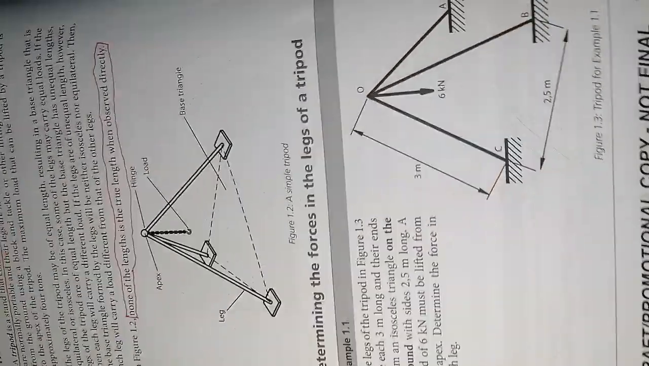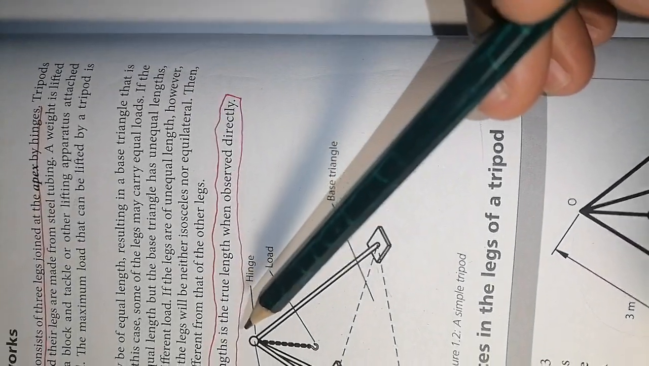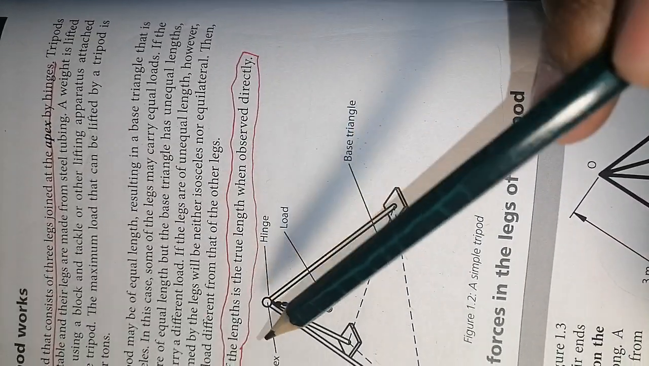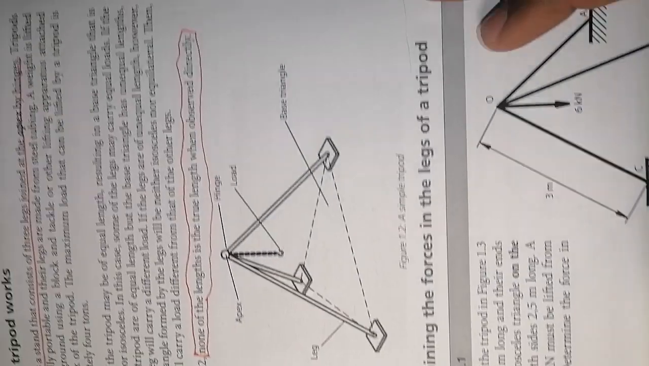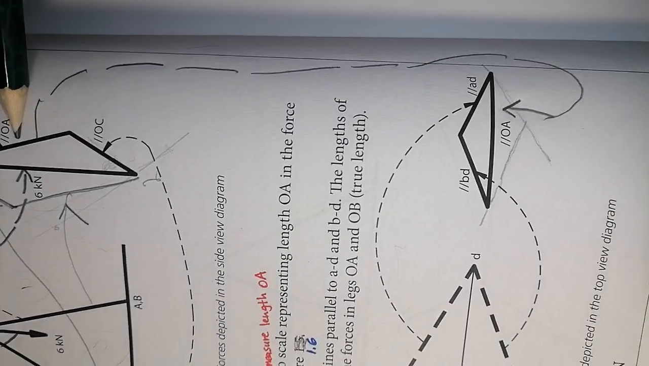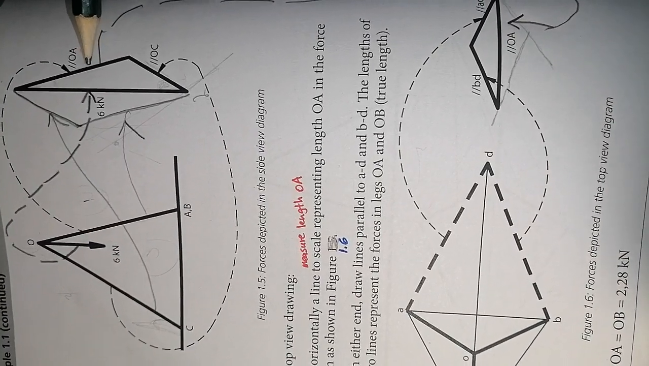Because this length is at an angle, the length that you see when you observe directly won't be the true length. And because that length is not the true length, the force that you are going to get there won't be the true force for members OA and AB. That force is the resultant force. Now I'll show you how to get the true force in members AB and OA.